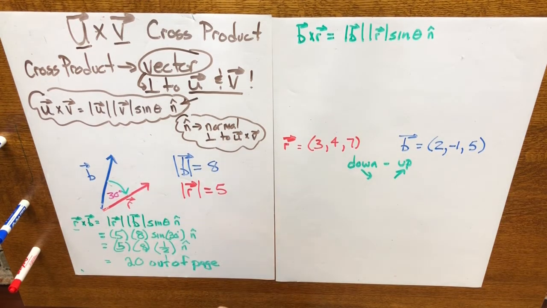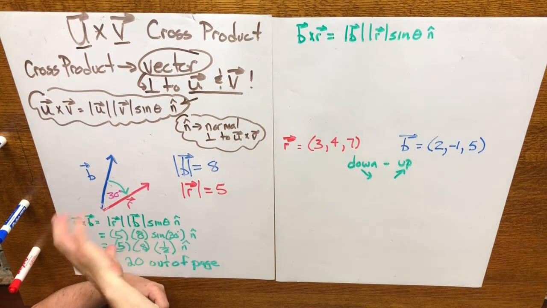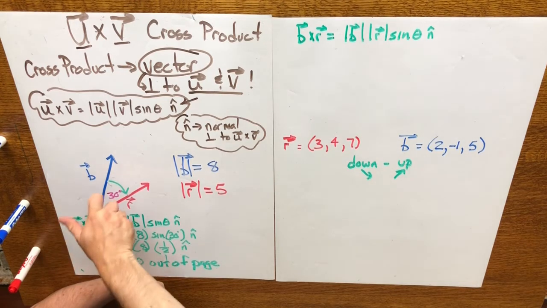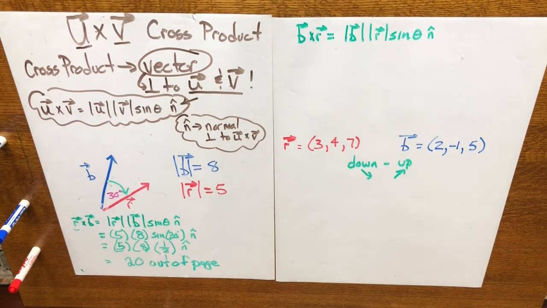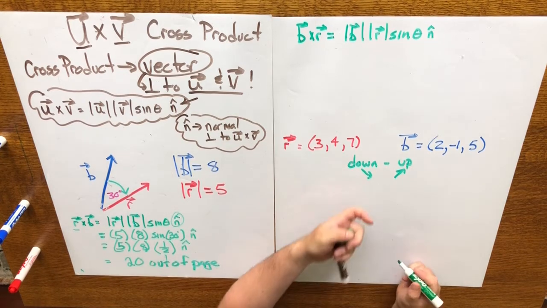Well, turning in that direction is like going this way, and that's tightening the lid of the jar. The lid is going down into the page. You're tightening it, the lid's going down. So the direction of the unit normal will be down into the page.